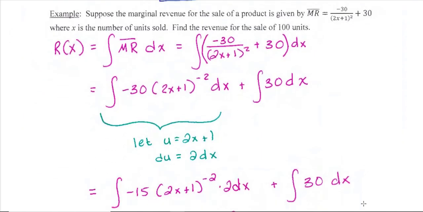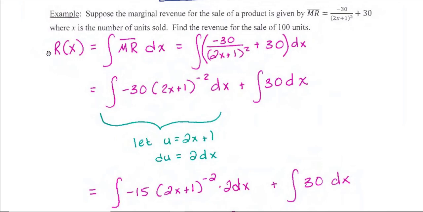Let's do an application problem. Suppose the marginal revenue for the sale of a product is given by negative 30 over 2x plus 1 quantity squared plus 30, where x is the number of units sold. Let's find the revenue for the sale of 100 units.